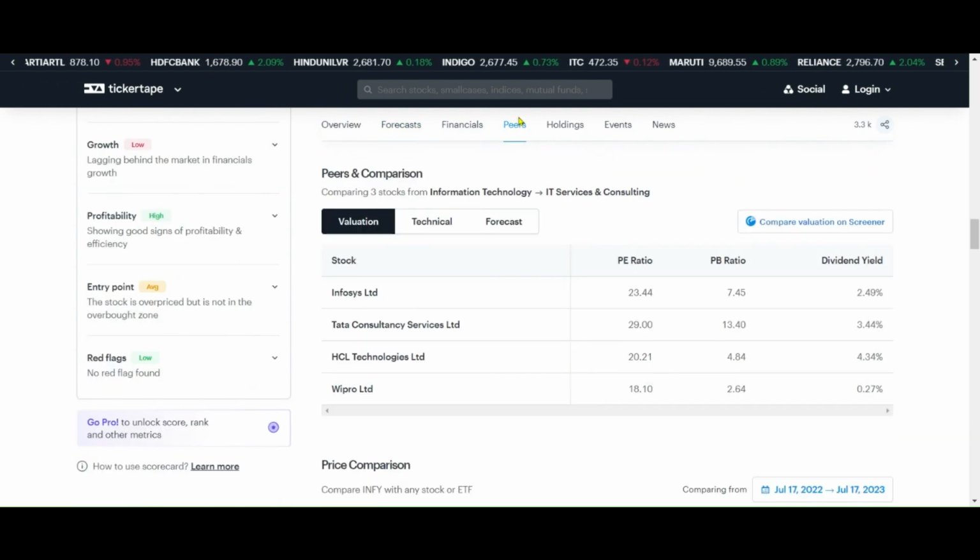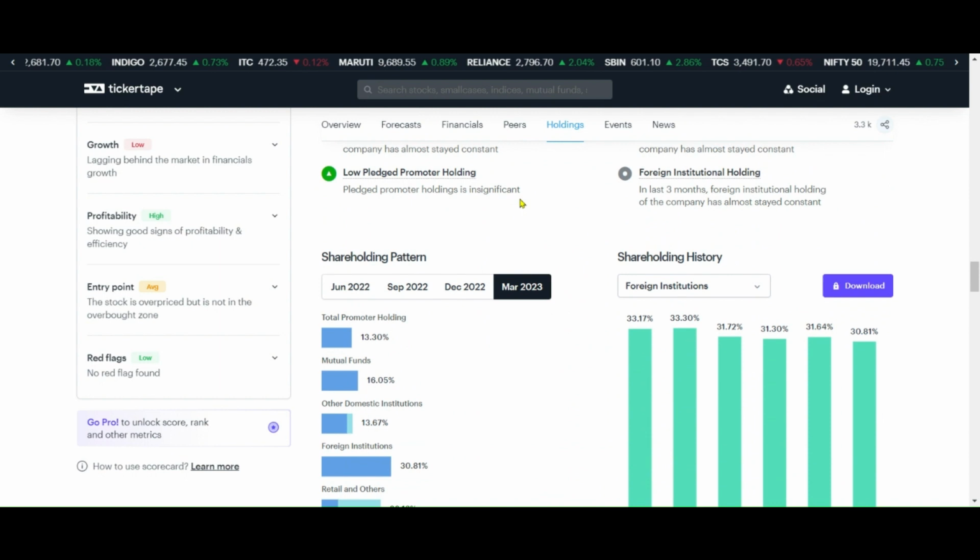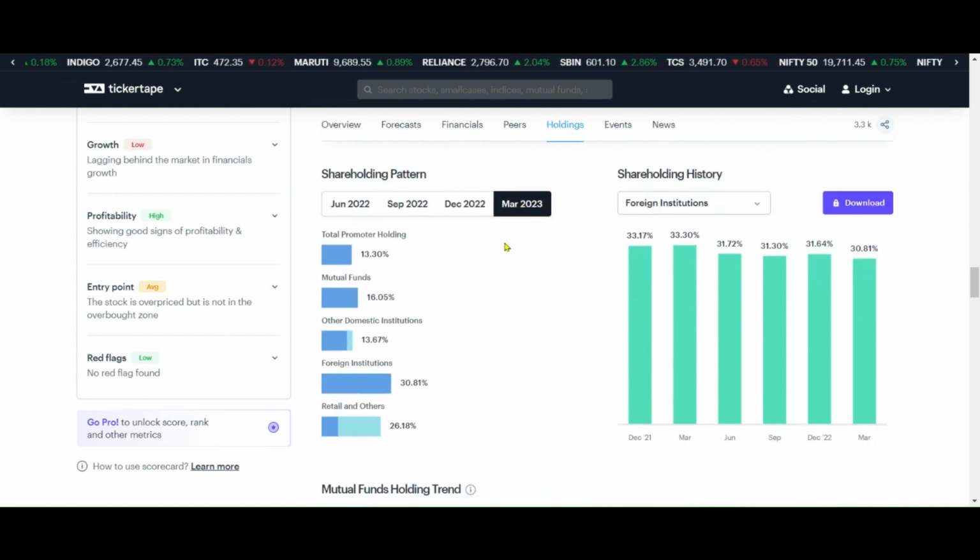then you go to the section called peers. There you can see the same figures compared against the different peers of the IT sectors like TCS, HCL, and Wipro. Then holdings, this is another key section where you get the information like what is the total percentage of stock the promoter, the company is holding, and what percentage the mutual funds are holding, and what percentage the foreign investors and others are holding.